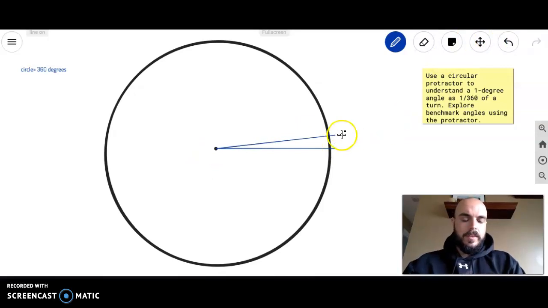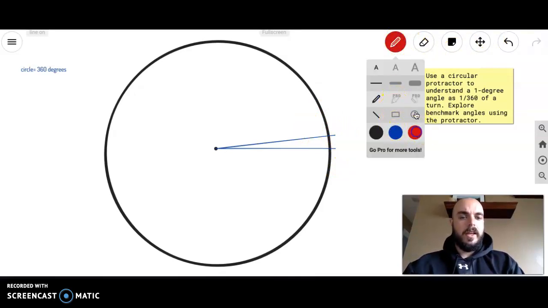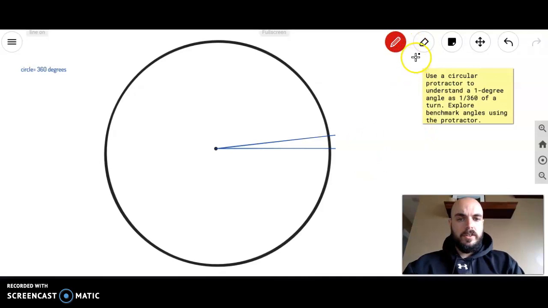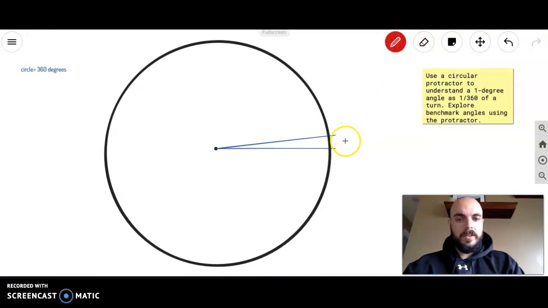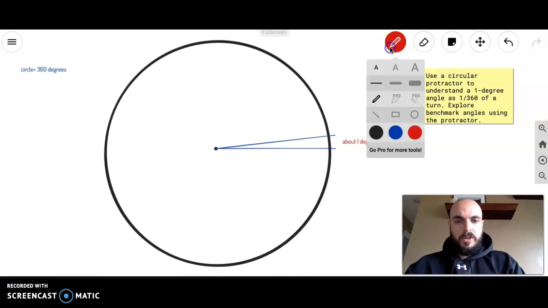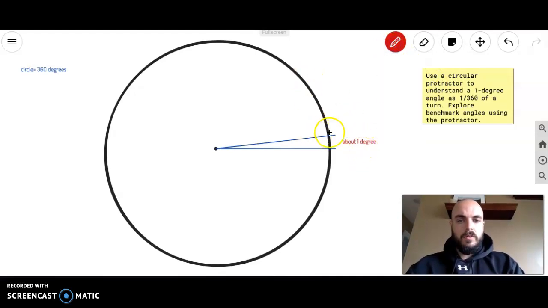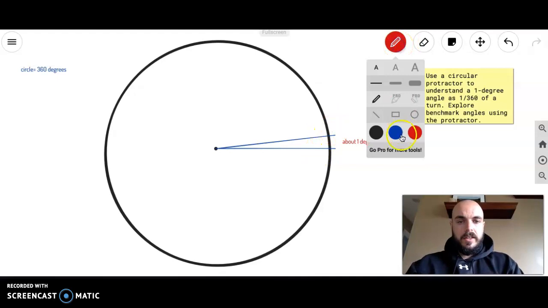Okay. This is more like 5 degrees, just eyeballing it, but we'll imagine for the sake of this that this is 1 degree. And I'll just type in what this is here. Let's say this is about 1 degree. So you have to imagine that this goes piece by piece all the way around 360 times. That's 1 degree. So it's 1 out of 360 degrees.